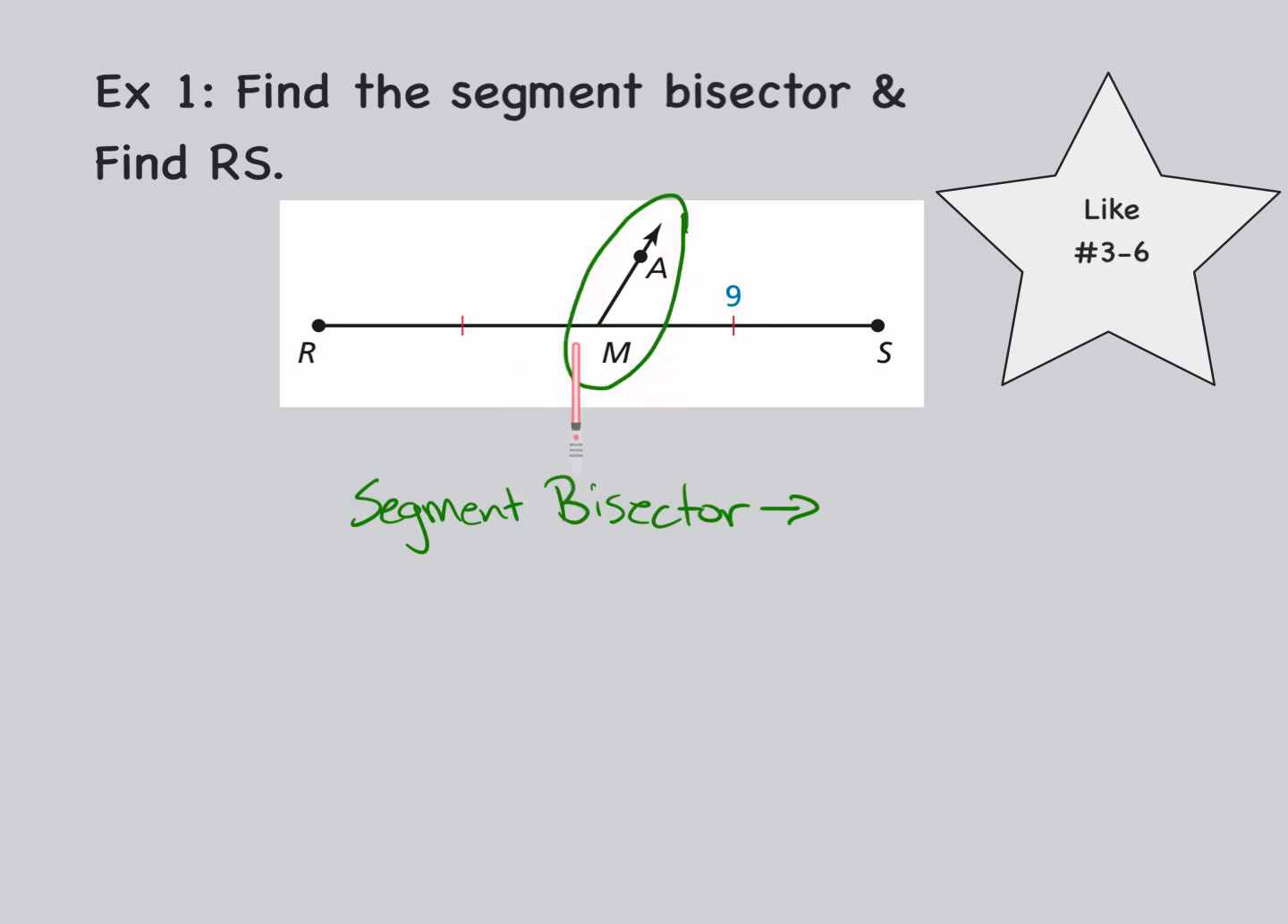Now, where do I leave off? Jules, what is this segment bisector? Is it like a line, a ray, a point? What is it? It's a ray. Very good, because it's got an end point, and it goes on forever in the other direction. Okay? So I know that this is a ray.